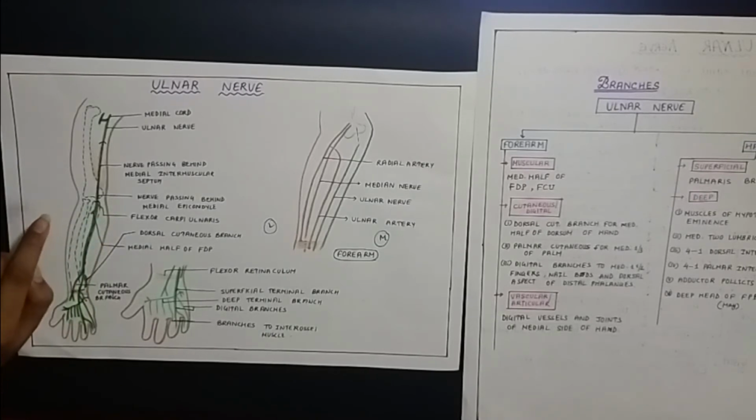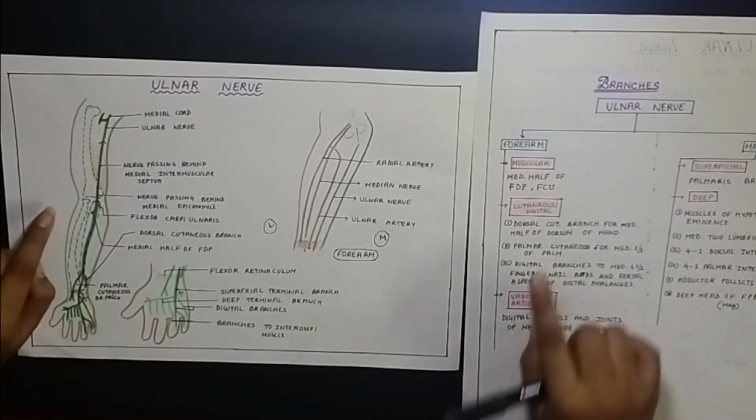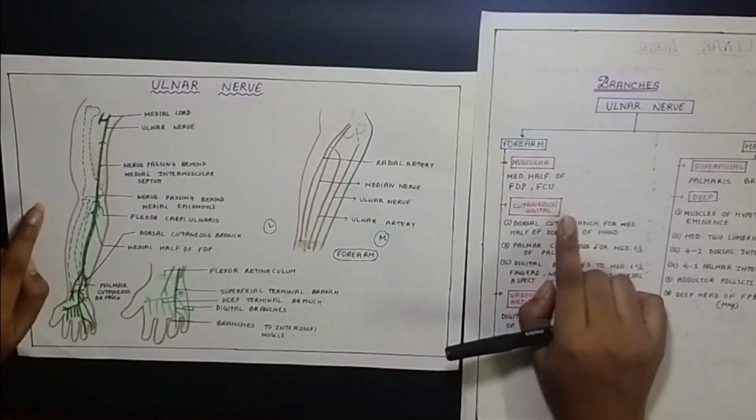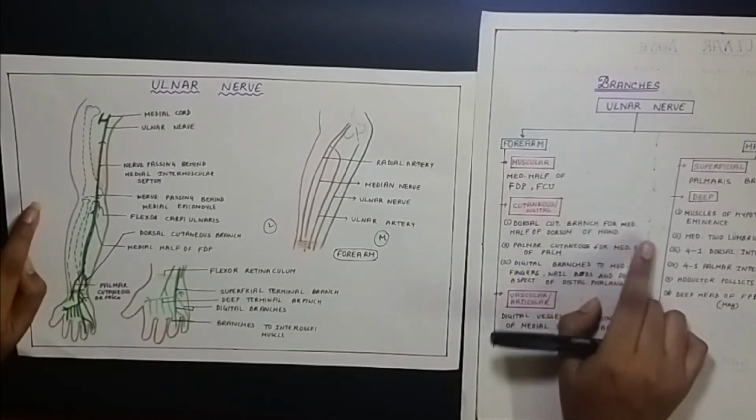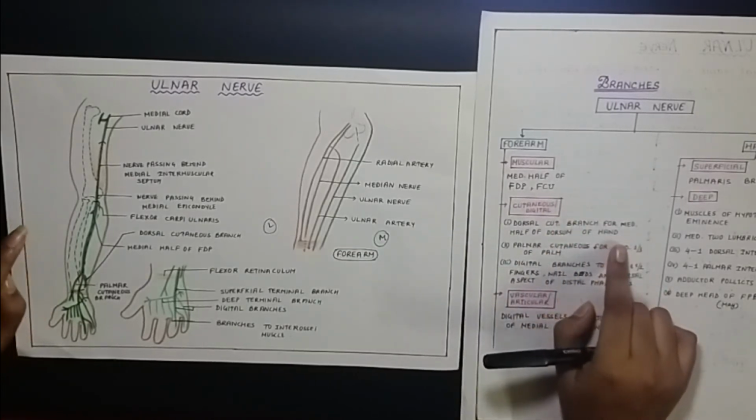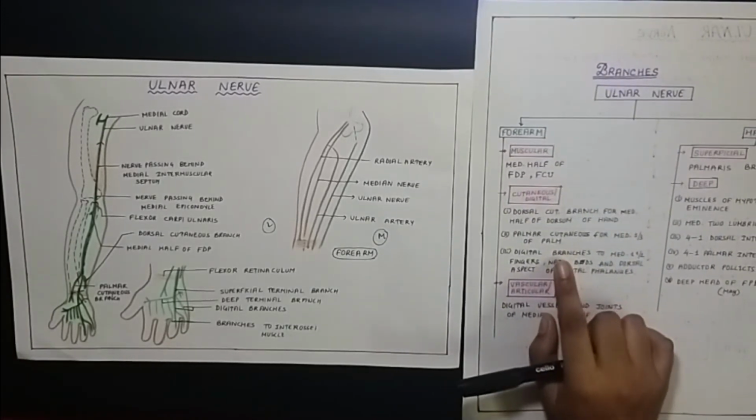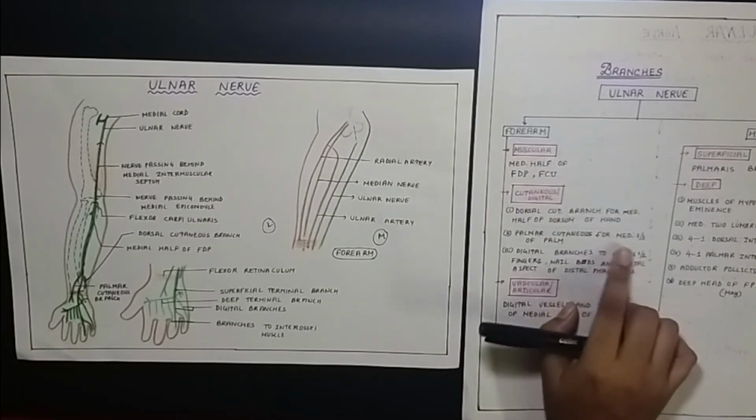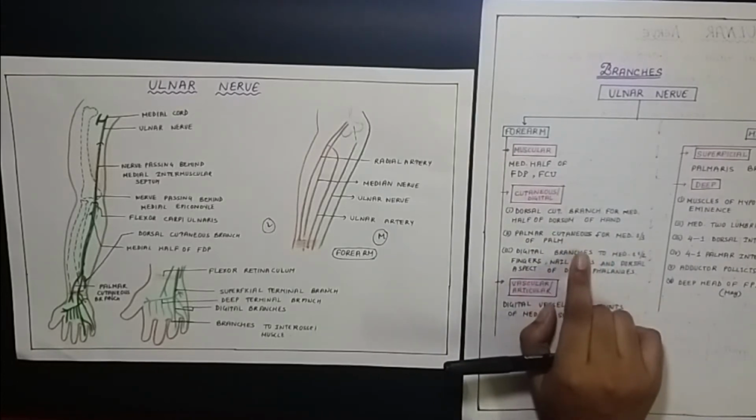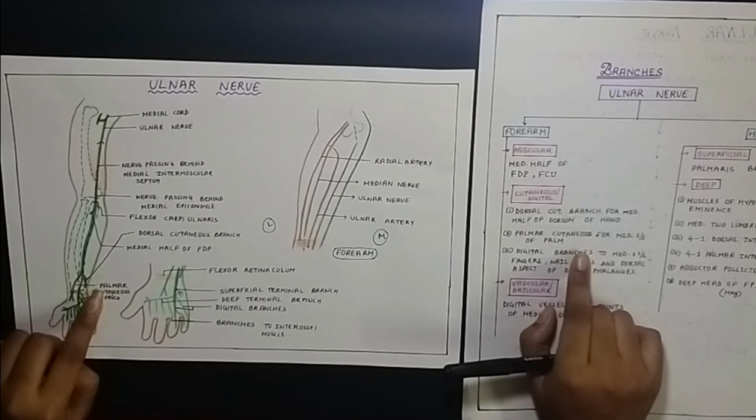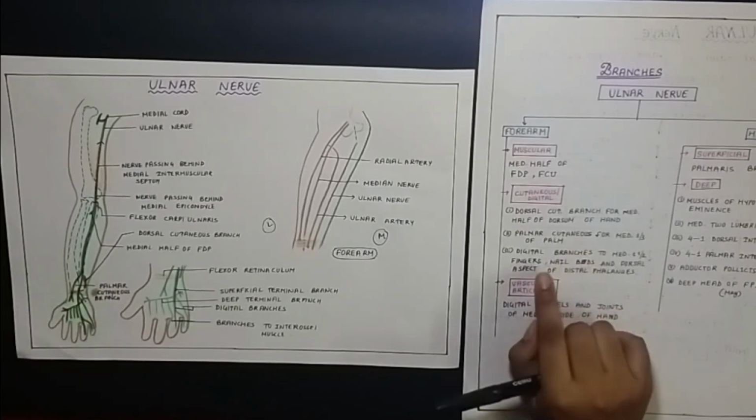And next it gives the cutaneous or digital branch. The dorsal cutaneous branch goes to the medial half of the dorsum of the hand, meaning behind the dorsum of the hand. And next, the palmar cutaneous branch goes to the medial third of the palm. So this is the palmar cutaneous branch.